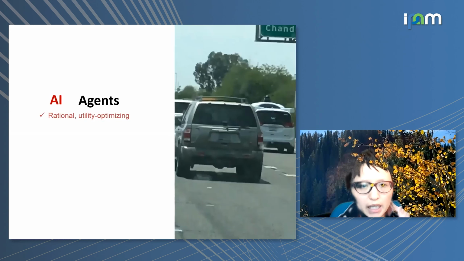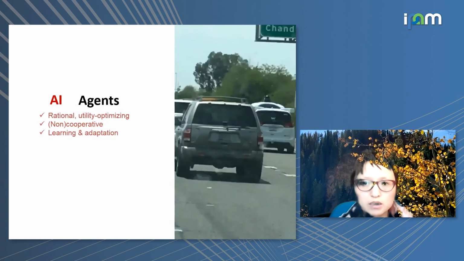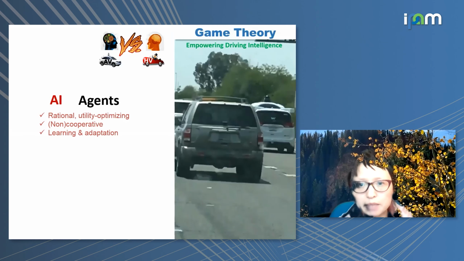What do we mean by AI agents? They need to be rational and utility optimizing. They are either cooperative or non-cooperative with the environment, but in this talk, I assume they are non-cooperative agents. They should be able to learn and adapt to the environment. In this mixed traffic environment, AV and HV are actually competing for road resources. That's why game theory, I think, is one of the promising directions to empower driver intelligence.